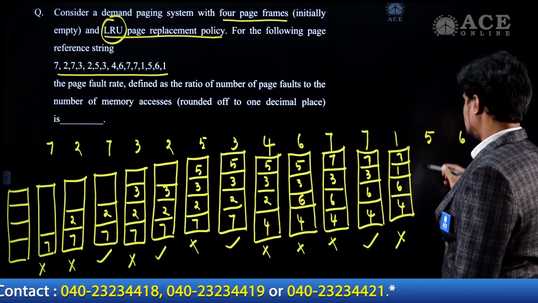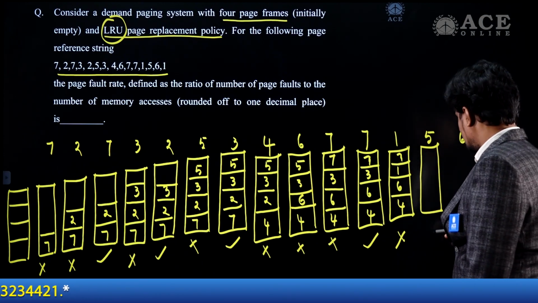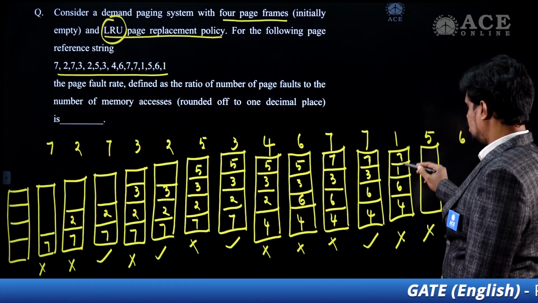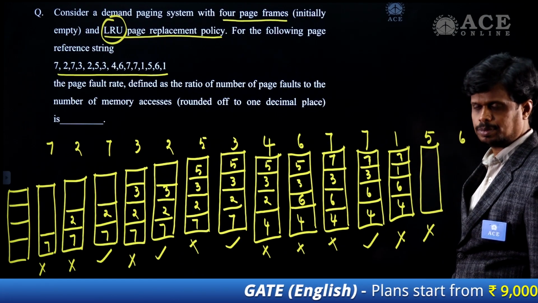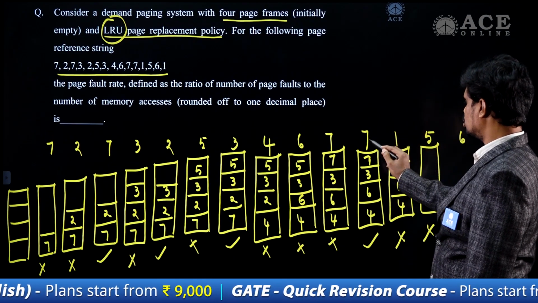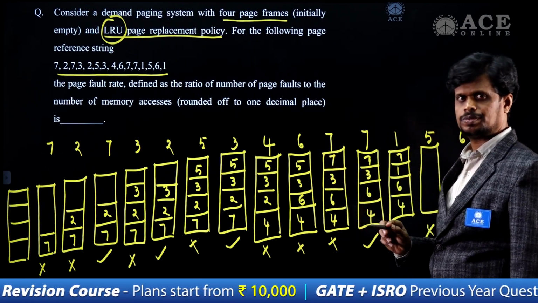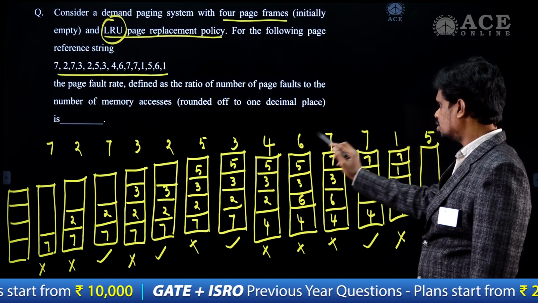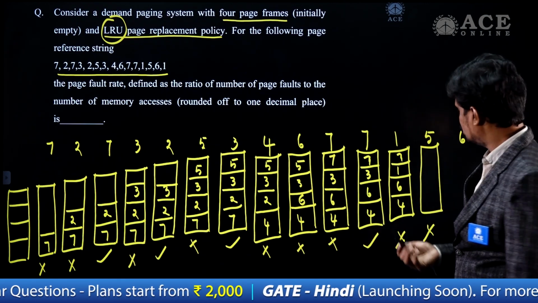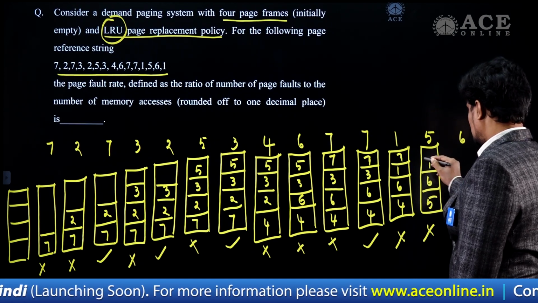Now the CPU is willing to access page 5. But page 5 is not part of the current main memory, so it results in a page fault. And among the 4, 6, 1, 7, which page will be selected for the replacement? Verify. 1 is the most recently used. After 1, 7 is the next most recently used. After 1 and 7, 6 is the next most recently used. Comparatively, among 1, 7, 6, 4 is the least recently used. So 4 will be selected for the replacement by 5. So then it is 5, 6, 1, 7.